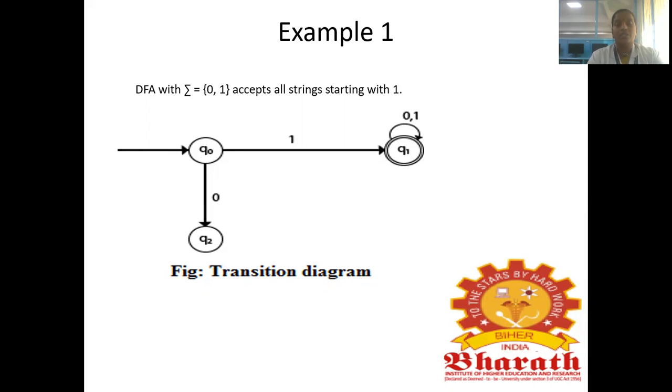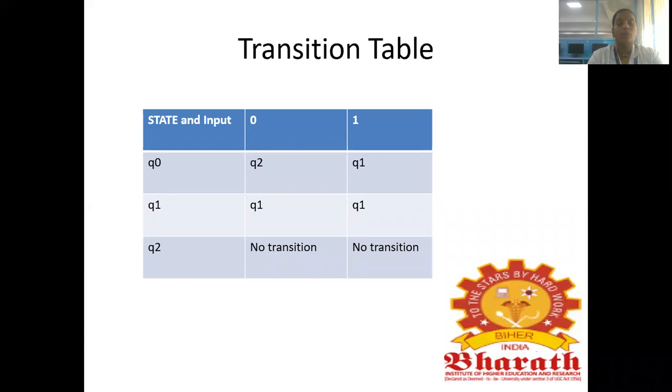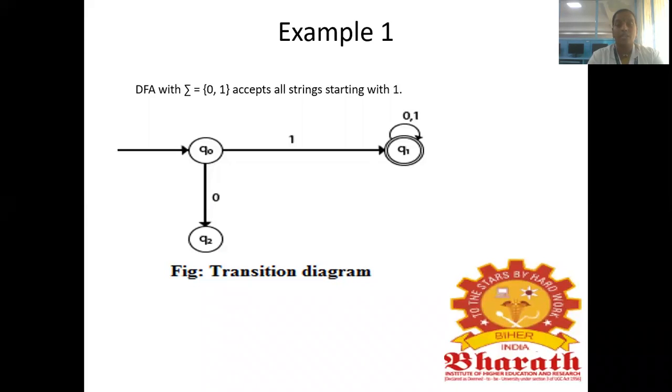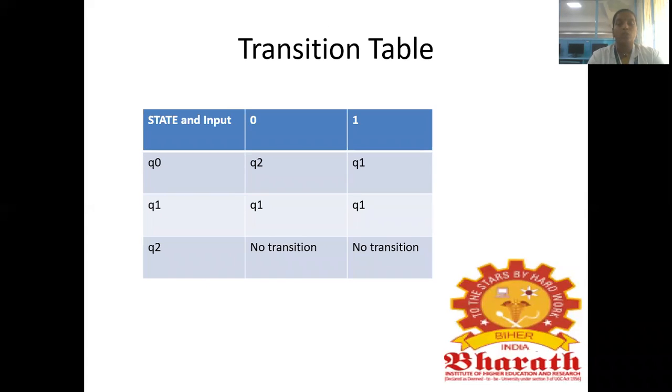Next one is Q1. For Q1 there is no transition to any other state. It is a loop, a Q1 transition to itself. You draw Q1 to itself for 0 and 1, so from Q1 the transition on 0 and on 1 is itself. So I just put Q1 comma 0, Q1 comma 1. Both inputs transition to Q1 itself.